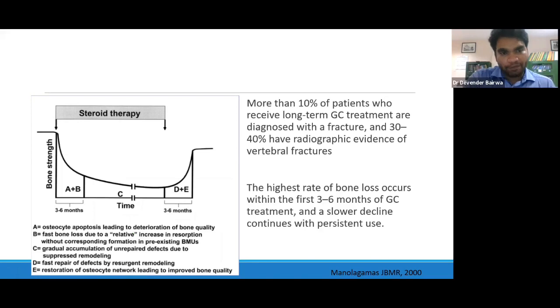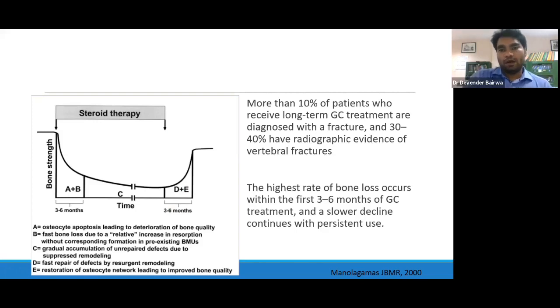In the later phase, after the first 3 to 6 months, which is mentioned here as C, there is gradual accumulation of unrepaired defects due to suppressed remodeling. And in the last phase, D and E as mentioned here, there is a fast repair of defects by resurgent remodeling, and restoration of the osteocyte network leading to improved bone quality. This happens once therapy is stopped. As soon as therapy is stopped, it takes at least 3 to 6 months to recover the strength of the bone.